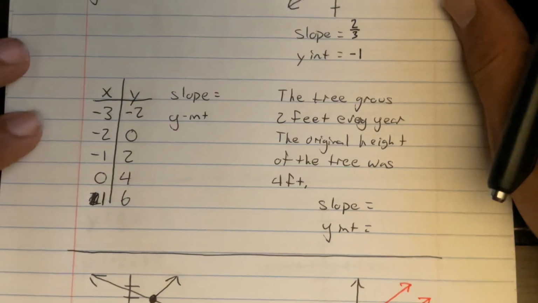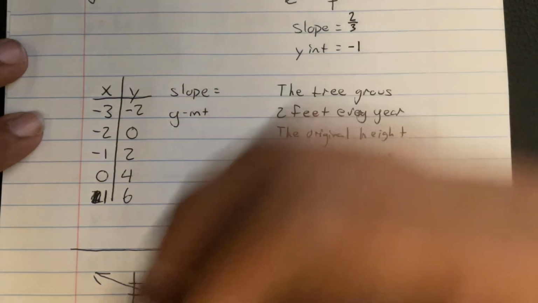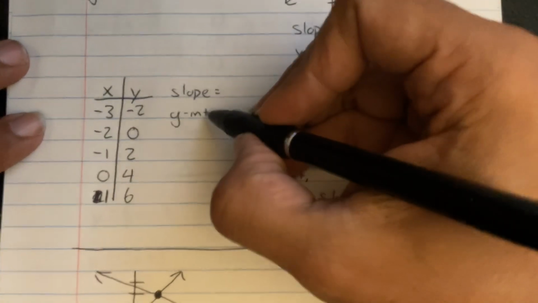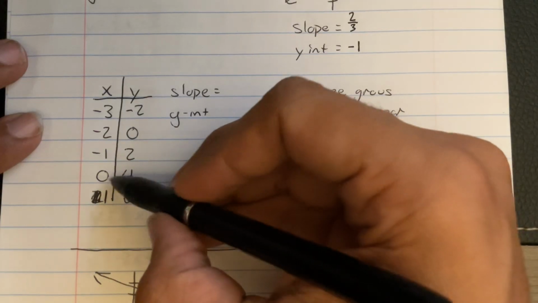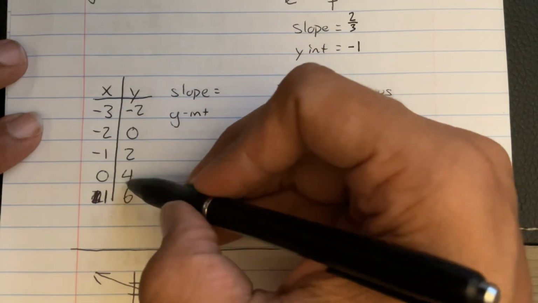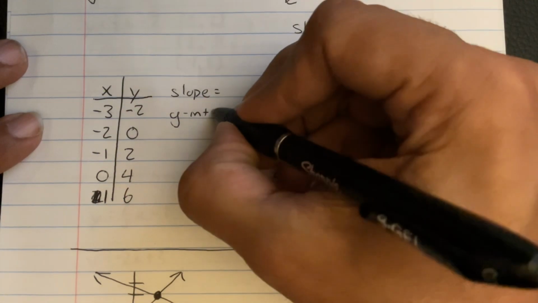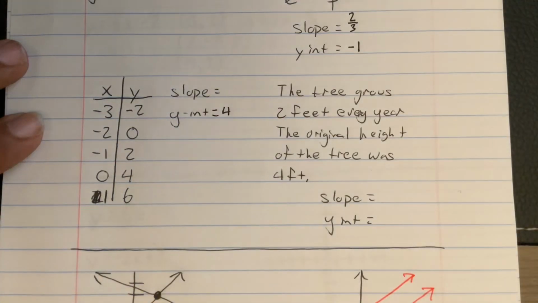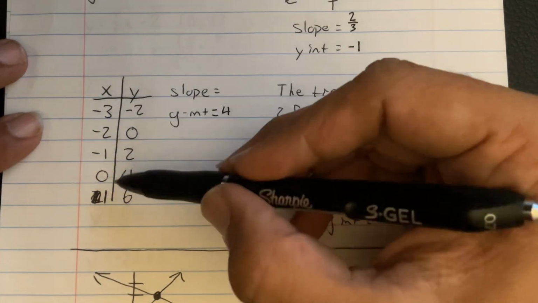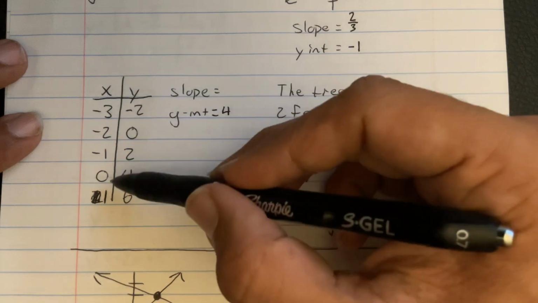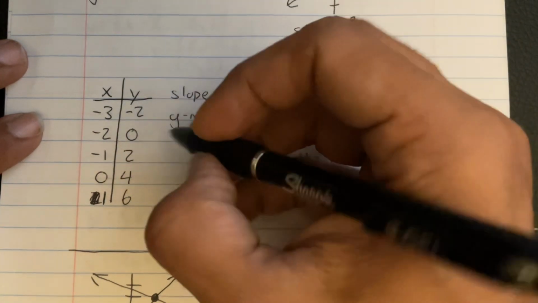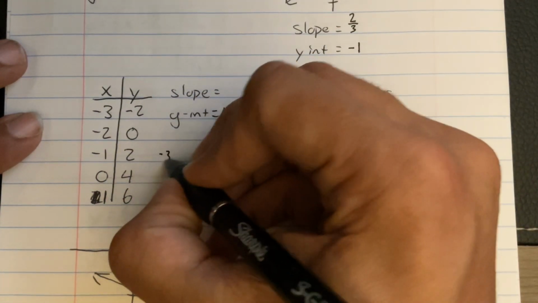Then here, slope and y-intercept. So the y-intercept is going to be always next to the 0 on the chart. So the y-intercept here is going to be 4. Next to when x is 0, not when y is 0, when x is 0. Now the slope, we pick 2 points. I'll choose the first 2.